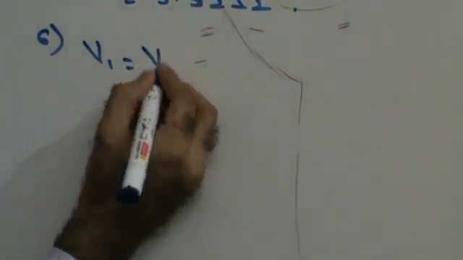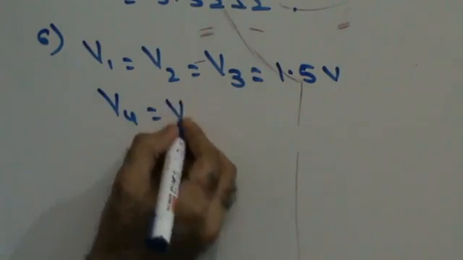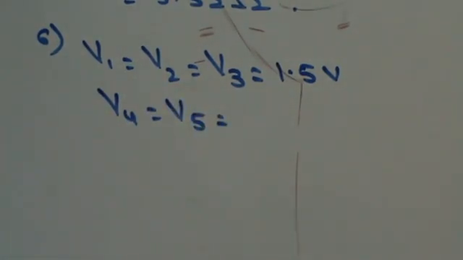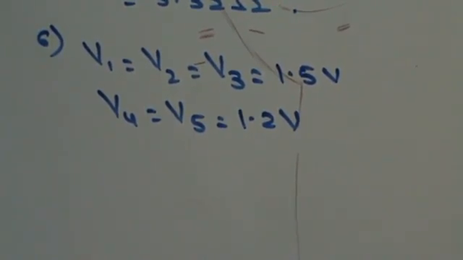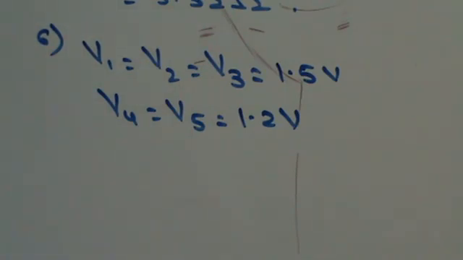3 cells of EMF 1.5 volt each, and 2 cells of EMF 1.2 volts each are connected in series. Calculate the battery voltage.